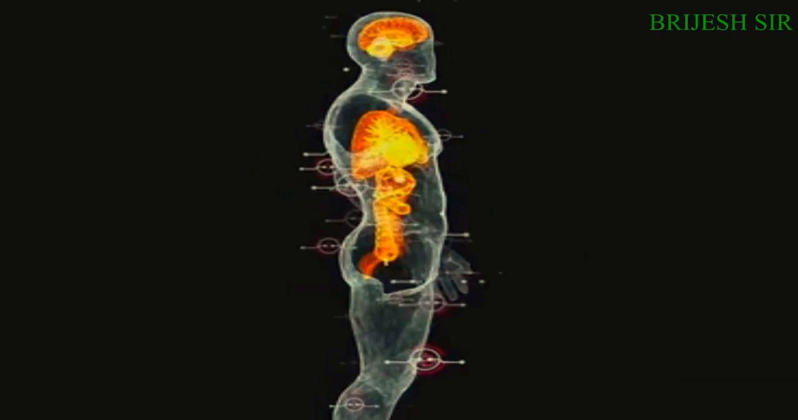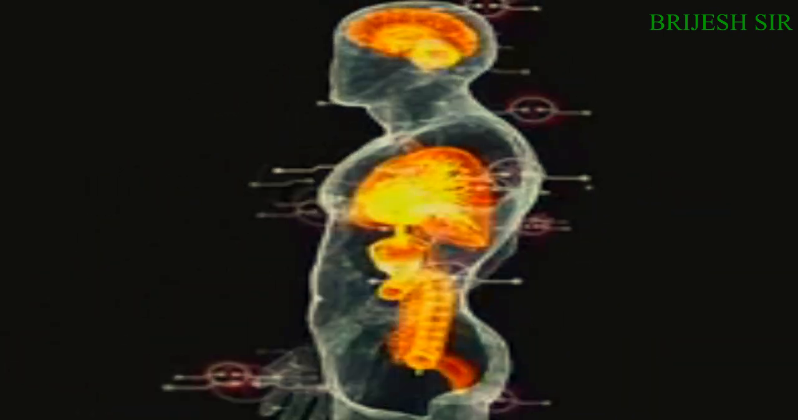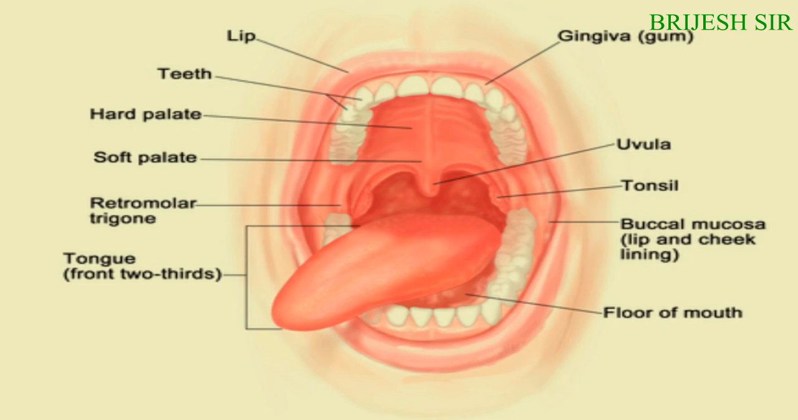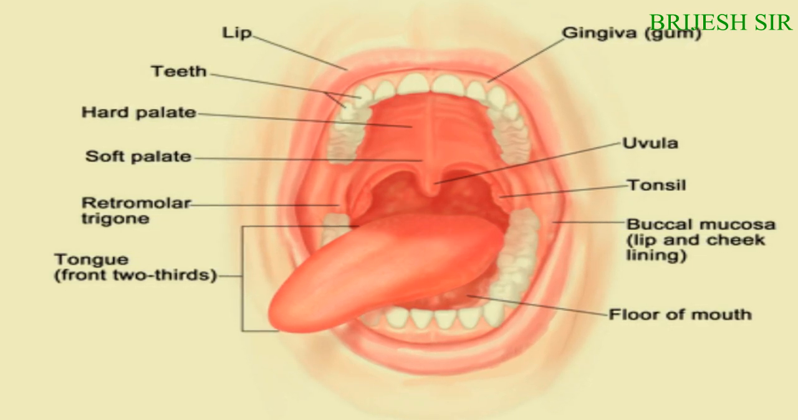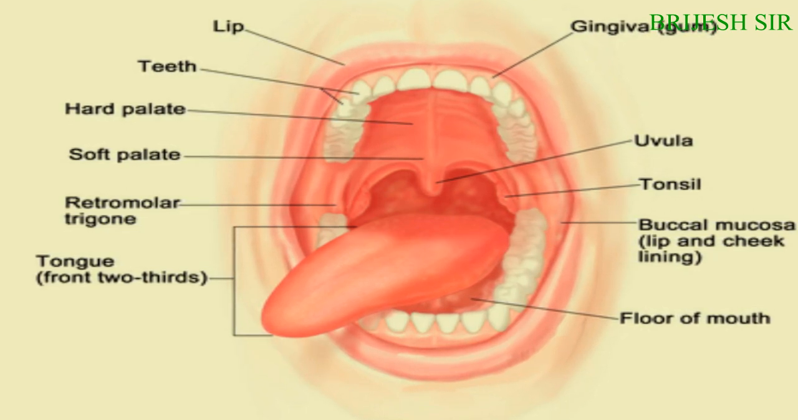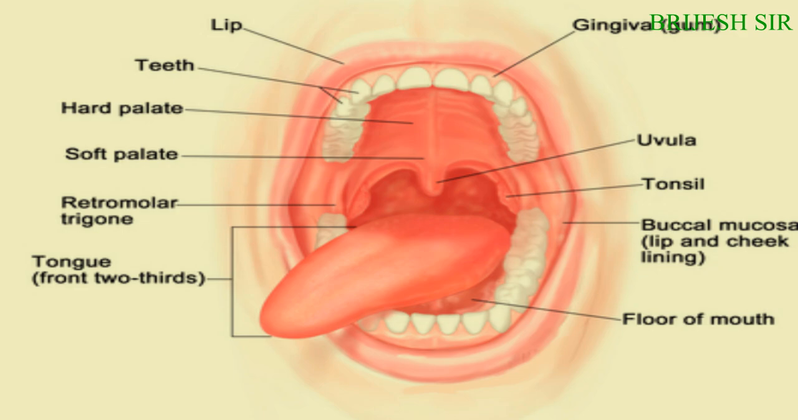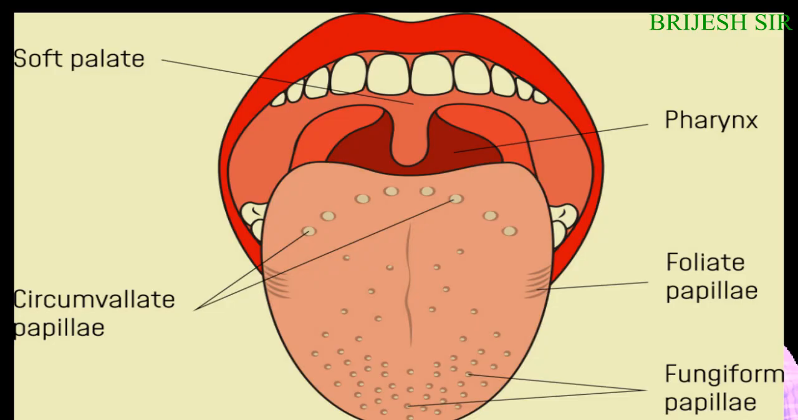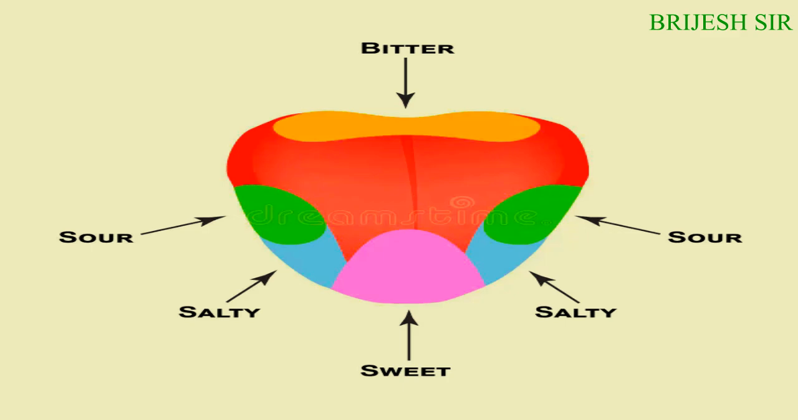The alimentary canal in humans is about 9 meters long and includes different parts. Number one, mouth. Mouth is the opening. It leads into the buccal cavity, bounded by lips, cheeks, gum, teeth and tongue. Food is first taken here and chewed, called mastication, to break it into smaller pieces. The tongue, which has taste buds, helps in tasting and swallowing.